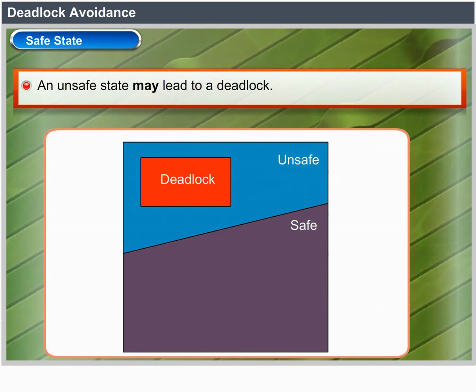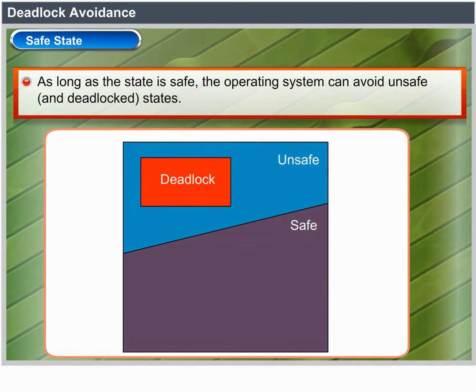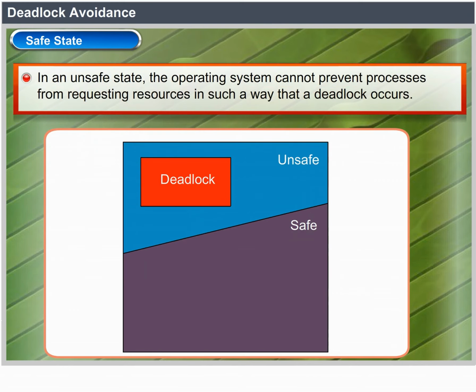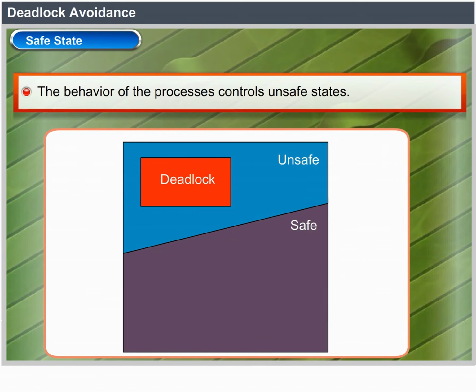As long as the state is safe, the operating system can avoid unsafe and deadlocked states. In an unsafe state, the operating system cannot prevent processes from requesting resources in such a way that a deadlock occurs. The behavior of the processes controls unsafe states.